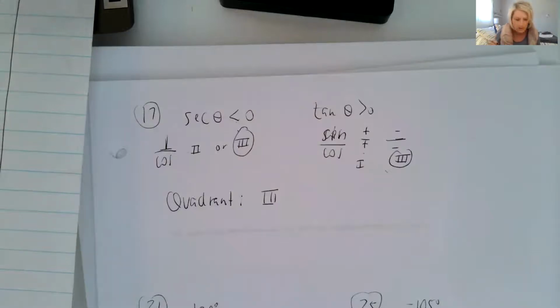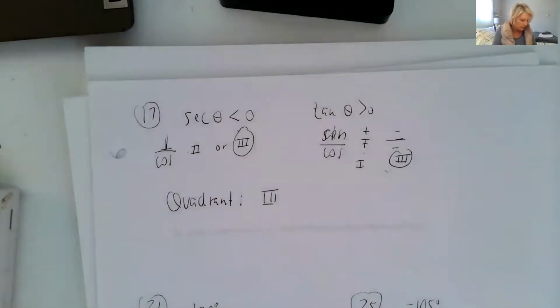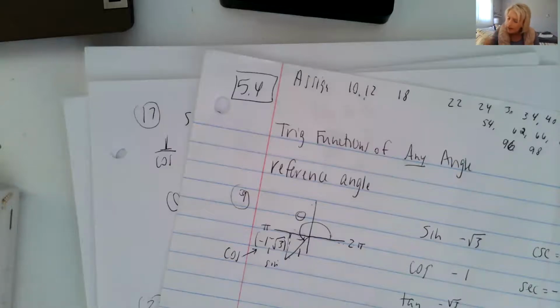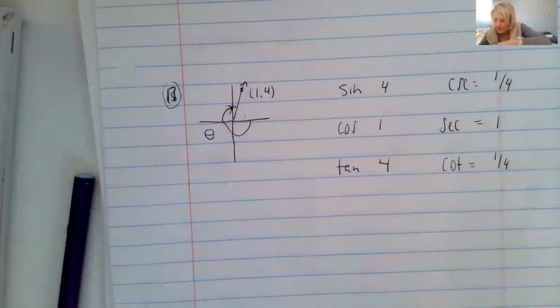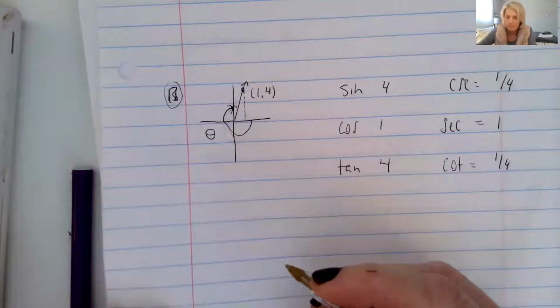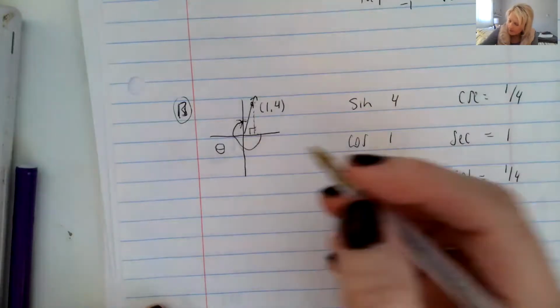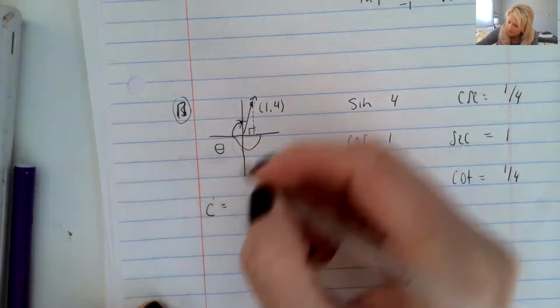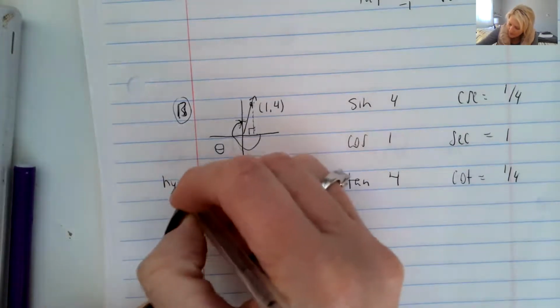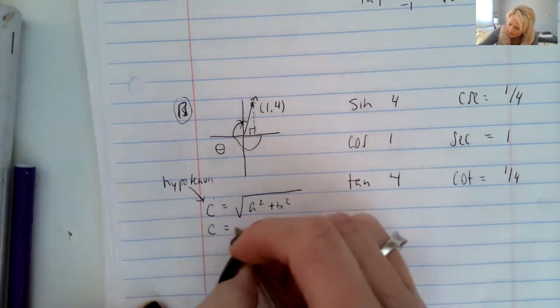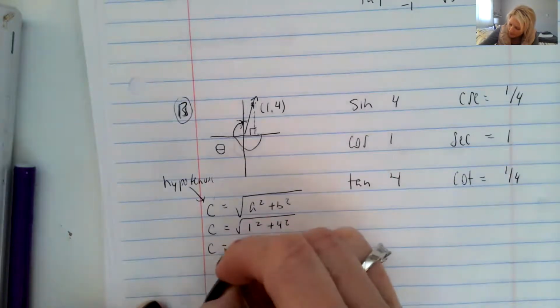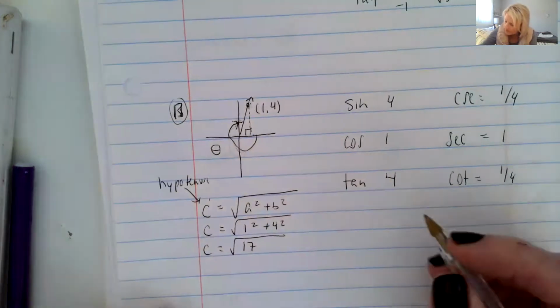And you know what? I'm going to go back to 13 for just a moment, because it's not going to be quite as simple as I had here. So if we go back to 13, draw our right triangle. Cosine is 1 and sine is 4. So we're looking for C, our hypotenuse. C is the square root of A squared plus B squared. So C is equal to the square root of 1 squared plus 4 squared.